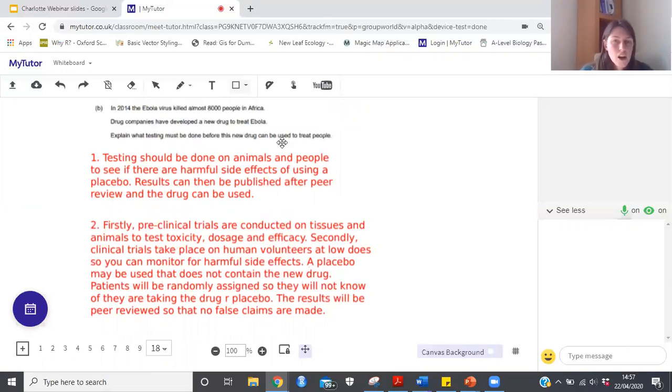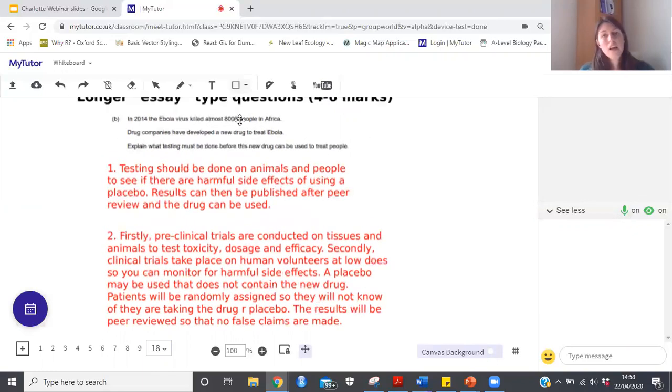So the first one is a not so good answer. Testing should be done on animals and people to see if there are harmful side effects of using a placebo. Okay, well that first sentence is right firstly, so we should do tests on animals and people, but you don't really need to see whether there's harmful side effects of using the placebo. The placebo is the blank drug that we give to people in a double-blind trial. Results can then be published after peer review and the drug can be used.